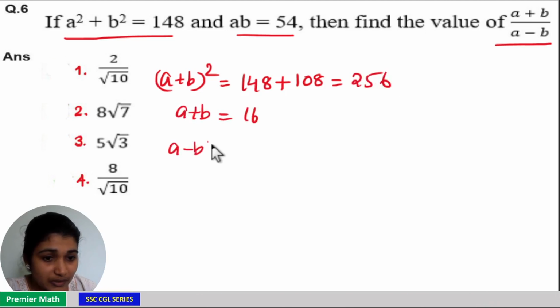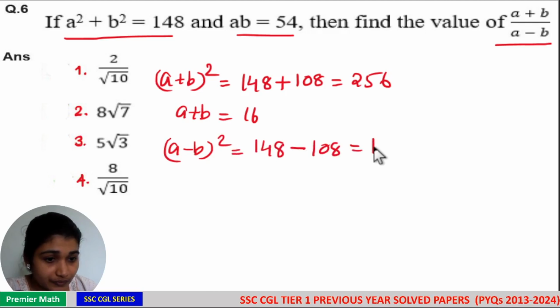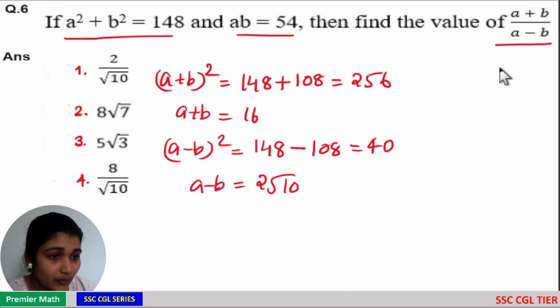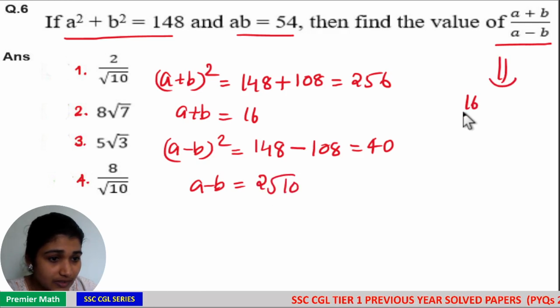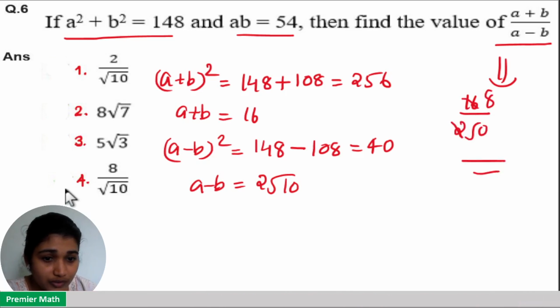Now a minus b the whole square is equal to a square plus b square, 148, minus 2ab, which is minus 108, and that is equal to 40. So root 40 is equal to a minus b. Root 40 means root 4 into 10, which is 2 root 10. Now our answer: a plus b is 16, divided by a minus b, which is 2 root 10, which is equal to 8 by root 10. Option 4 is your answer.